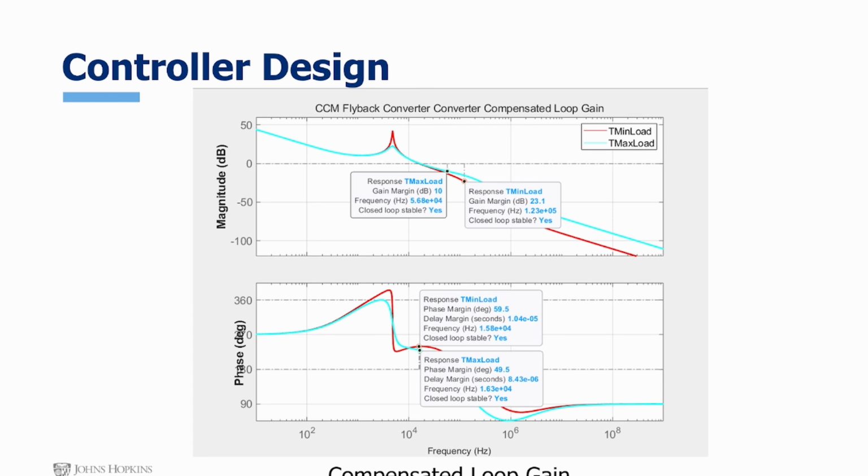And for the compensated loop gain for the max load case, we achieve a gain margin of 10 dB with a phase margin of 49.5 degrees. For the min load case, we achieve a gain margin of around 23.1 dB and a phase margin of 59.5 degrees.